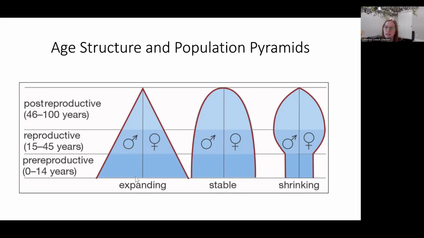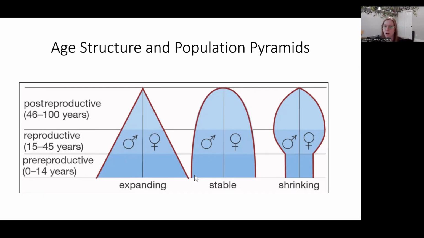So this pyramid here is expanding. Why is it expanding? You have to think about these people in the pre-reproductive years. As they age, this width of their pyramid will continue upward. Only a few of them will die. And those people, once they get into the reproductive years, on average, most have children. And so they're going to increase the number of pre-reproductive people by having their own kids. And the pyramid expands like this as it goes upward.